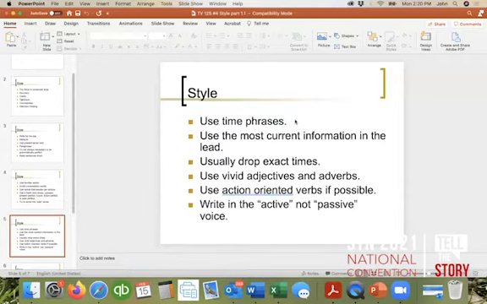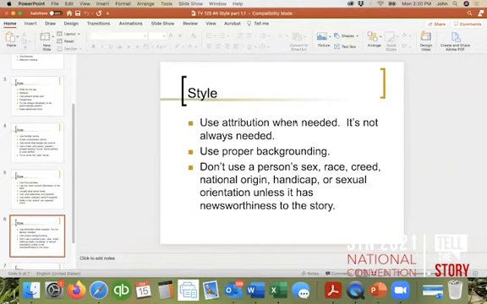Use time phrases. We talked about that. Most current information in the lead. We don't usually drop exact times. We don't say the fire broke out at 7:03. The fire broke out shortly after 7 this morning. It's like you're talking to people instead of talking at people. Vivid adjectives, adverbs help. Action-oriented verbs help. That's where we're talking about the active voice, right? Active and not passive. Use attribution when needed.